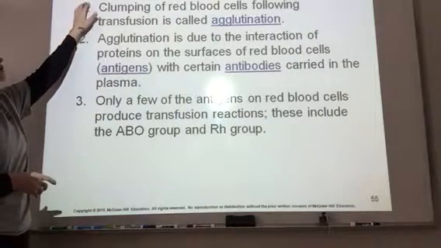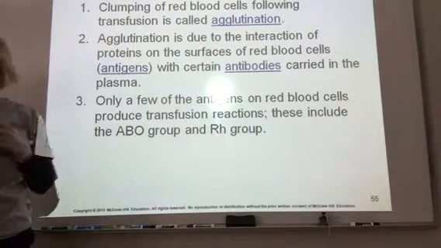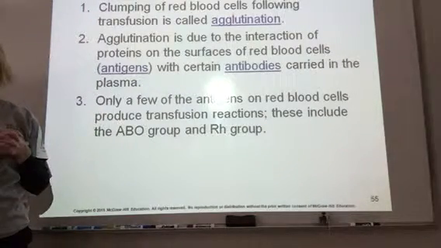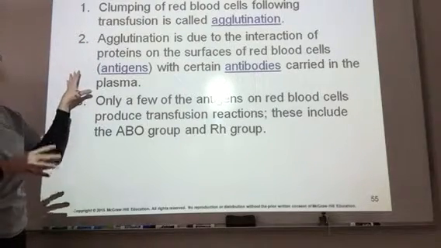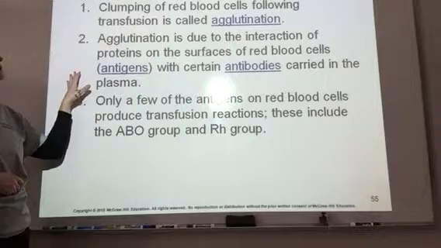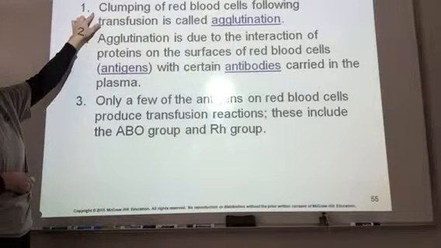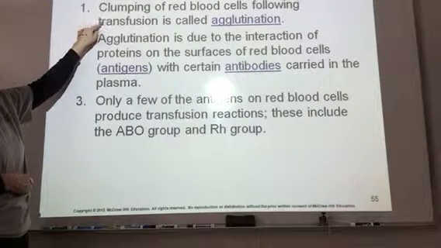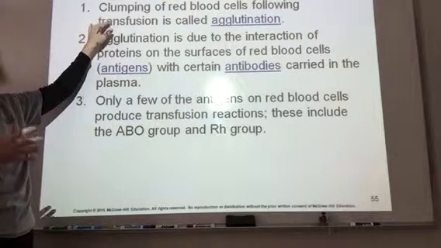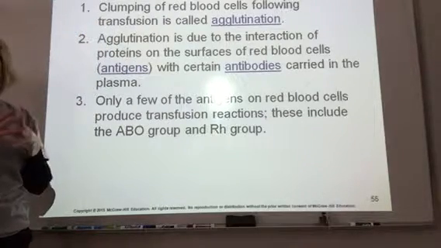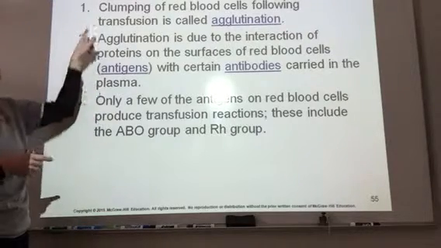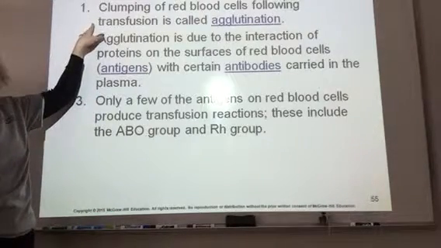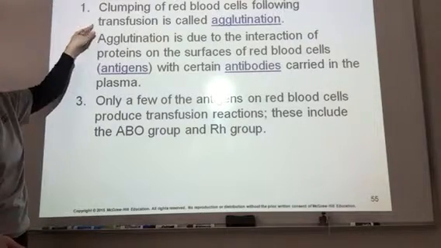So antigens, antibodies. I will want you to know the difference between this. Fairly significant part of the test will come from this entire last section. So the clumping of red blood cells after a transfusion is called agglutination, and it's the red blood cells that clot, typically just the red blood cells. Agglutination is what you do not want to happen.